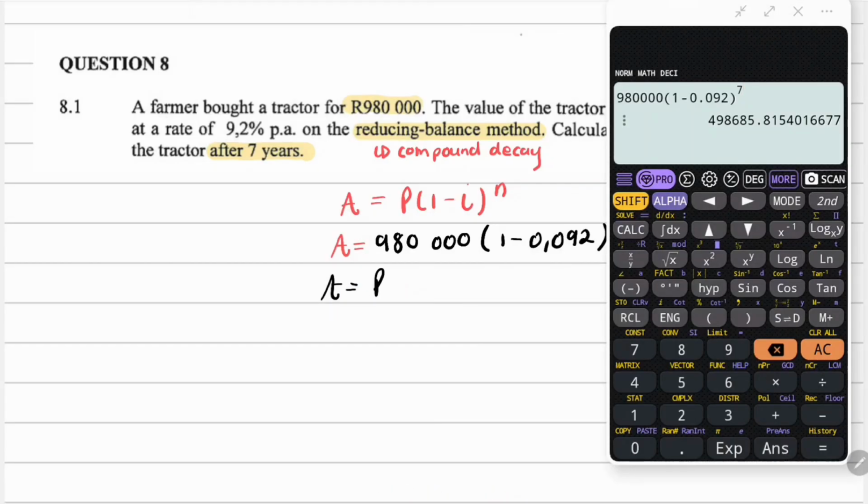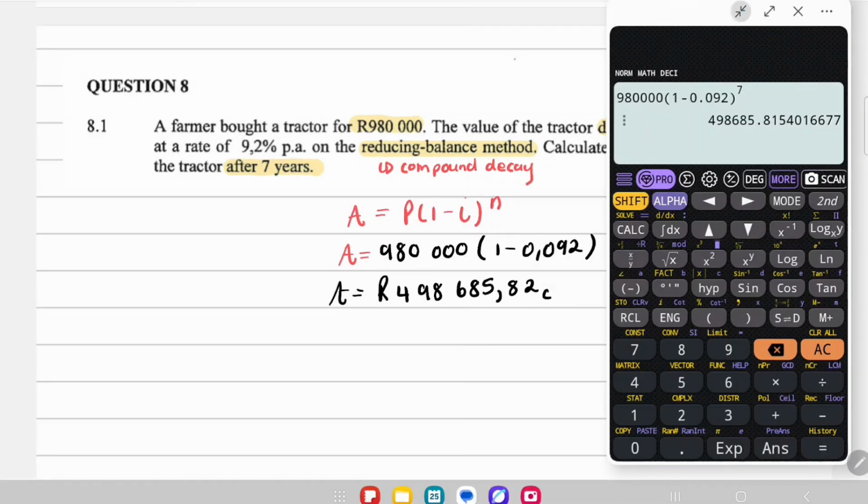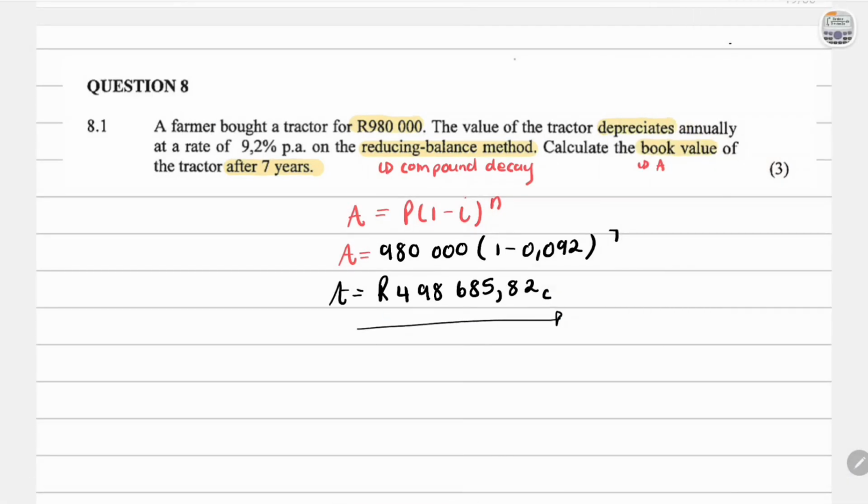And this is our answer. So the tractor will now cost 498,685 point, and it's going to round up to 2, so 0.82 cents. Okay, and that is our answer for 8.1. Moving on to the next question.